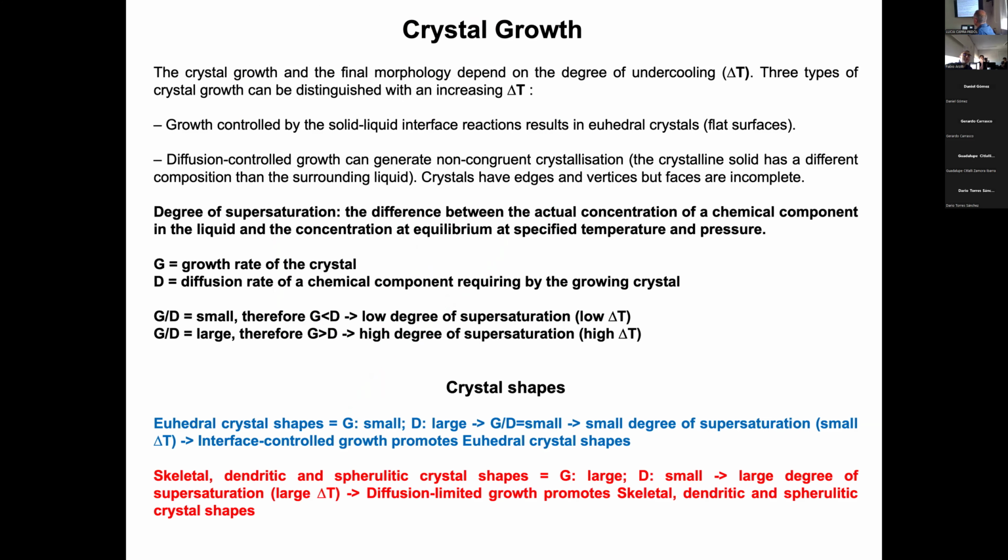Okay, another step. We discussed nucleation. Now we move towards growth, and we see how crystal shapes and crystal fraction will evolve once the nucleus is stabilized. Here I introduce two concepts. One is the crystal growth rate, so how fast the crystal can grow, and the other aspect that should be considered is the diffusion rate. Okay.